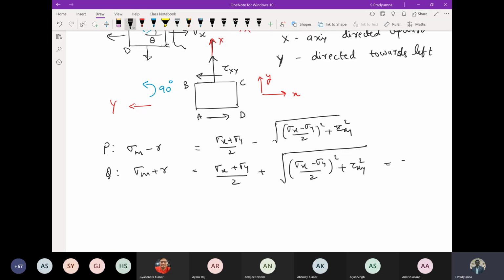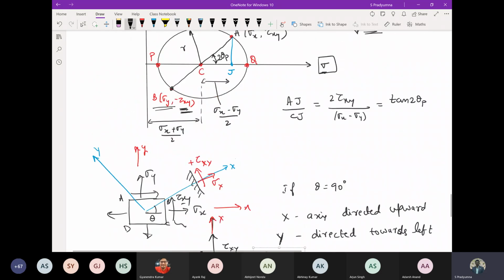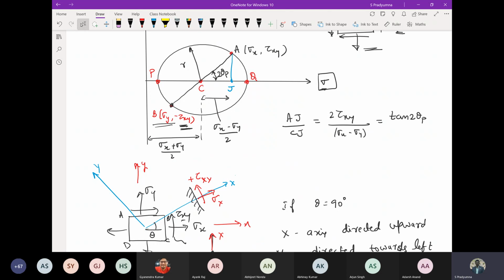So these values are what we call the principal stresses sigma 1 and sigma 2. That means the extreme values of the normal stresses on the sigma axis are nothing but the values of sigma 1 and sigma 2, that is, the principal stresses. Correct?